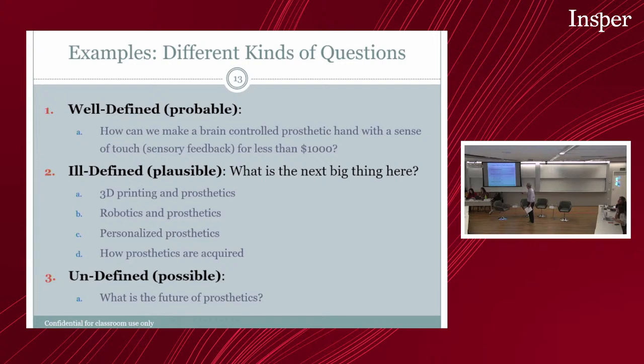But what about these? Ill-defined. What's the next big thing in a technological or market space? What's the next big thing in 3D printing and prosthetics, or robotics and prosthetics, or personalized prosthetics, or how prosthetics are acquired? Is there a single answer there? Are the criteria for success a part of the question? No. It's simply, what's the next big thing? And there are lots of things that could be the next big thing. And so the answer is a list of opportunities. What about this one? What is the future of prosthetics? That's not even a problem in the normal sense of the term, because what it's asking about is future states. Future states that can then be explored for problems that could be of interest to begin now.